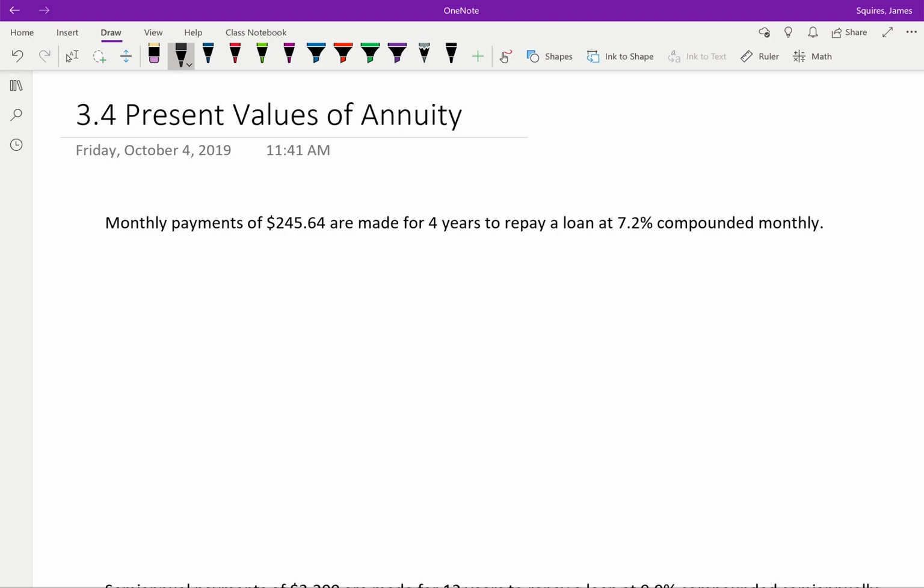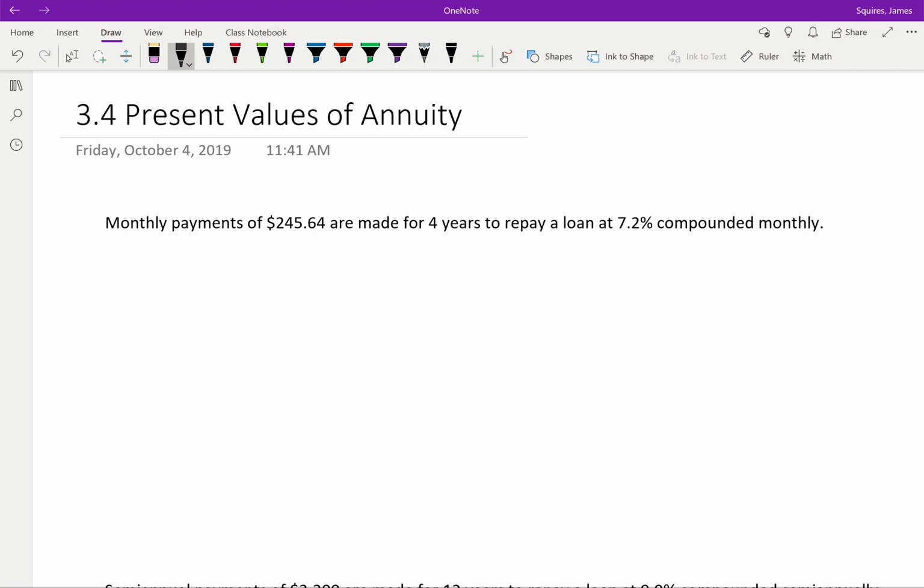Alright, so we're going to be looking at present value of annuities. Commonly, we're going to be looking at taking out a loan and then seeing how much our periodic payments will be. Or we're going to be looking at, if we have a bunch of money in an account, how can we draw money from that account over time periods.